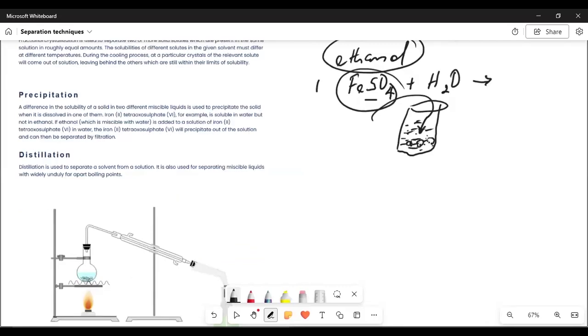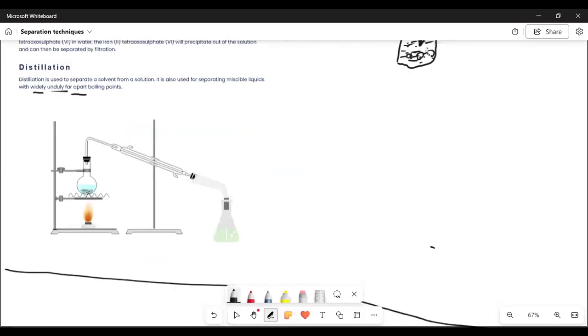Distillation is used to separate miscible liquids and is based on differences in boiling point. If you have two miscible liquids that have widely, far apart boiling points, then we can use simple distillation to separate such liquids. A good example is a mixture of ethanol and water.